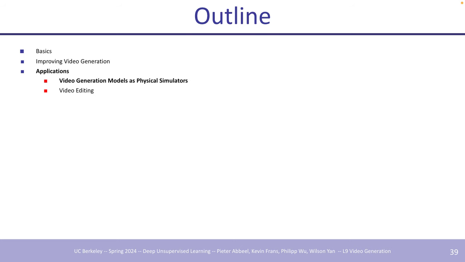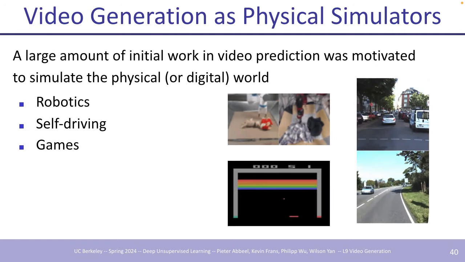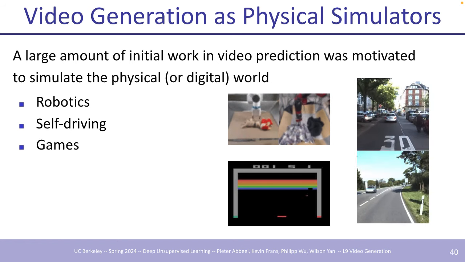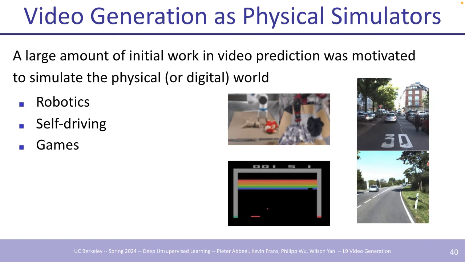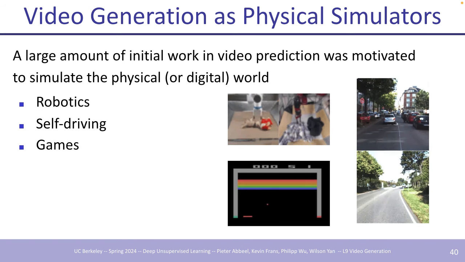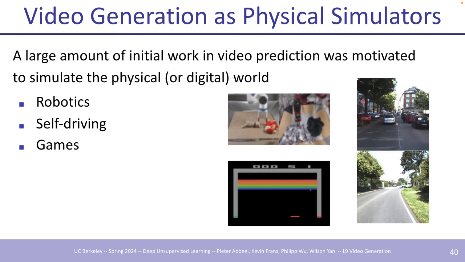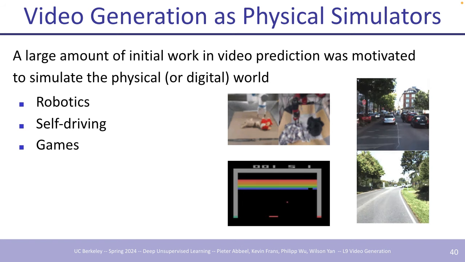Okay. So the last part that I'll be talking about is different applications. The first one is video generation models as physical simulators, which goes pretty far back in time. This was originally a pretty popular idea in robotics back in 2016-ish, 2017. In robotics, it is common to have videos of a robot arm moving and pushing objects. It actually was one of the most common video generation benchmarks used in the past few years. It's kind of like the CIFAR-10 for video generation.